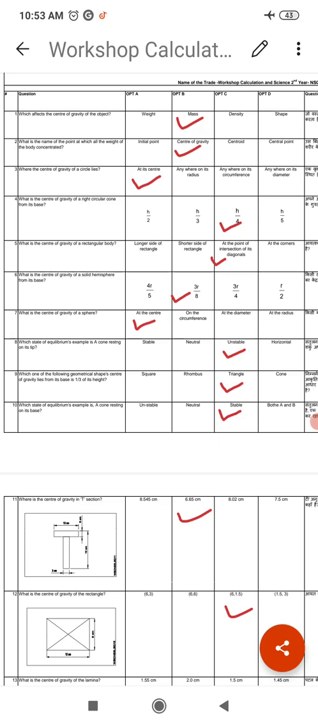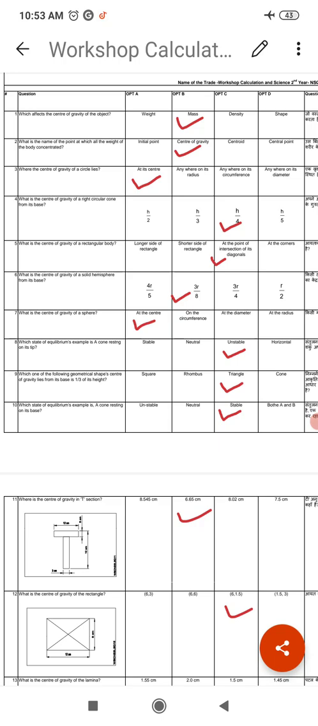Next, what is the center of gravity of a rectangular body? Its answer is at the point of intersection of its diagonals. Next, what is the center of gravity of a solid hemisphere from its base? Its answer is 3r upon 8. Next, what is the center of gravity of a sphere? Its answer is at the center. Option A, at the center.